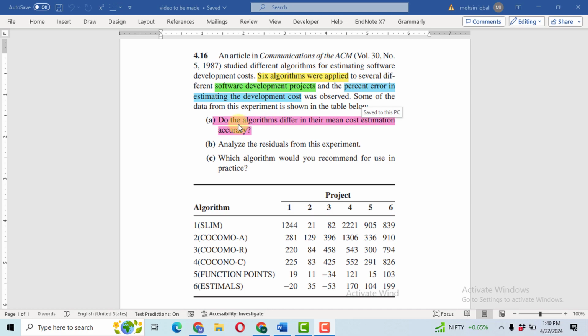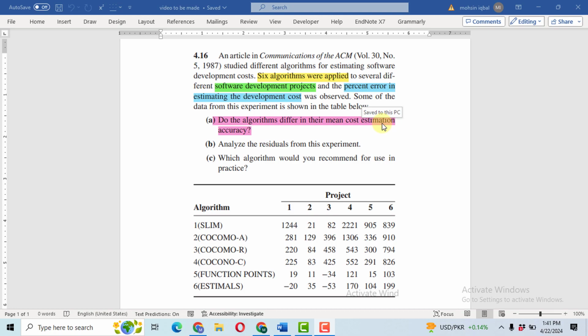So first of all, we have to identify, do algorithms differ in their mean cost? Only for the algorithm, we have to perform a post hoc test after the main analysis. We will also analyze the residual for both one-way ANOVA and for the RCBD general linear model. And which algorithm would you recommend? It will be recommended based on part A from the post hoc test.